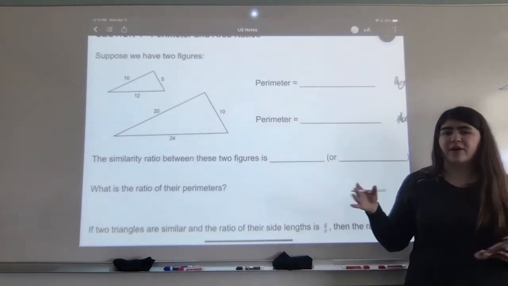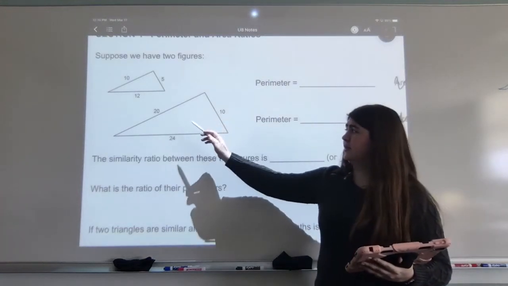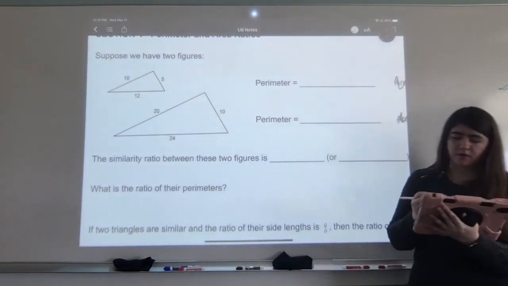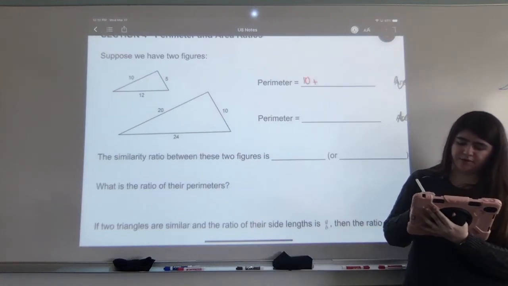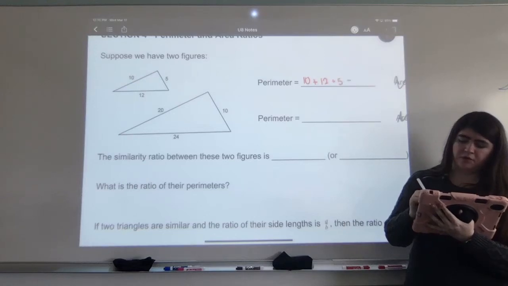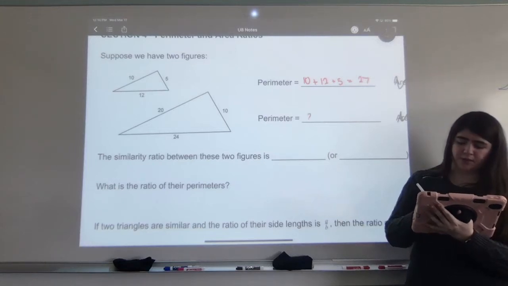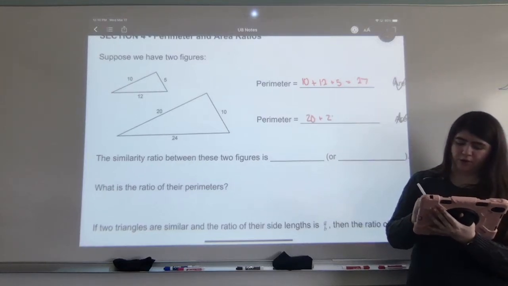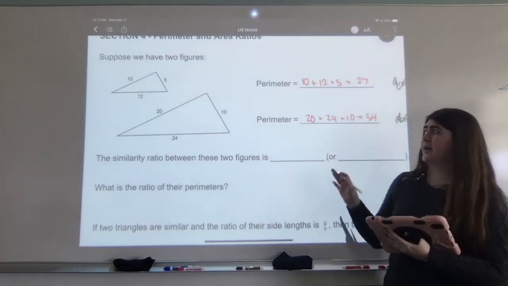Perimeter is found by adding all side lengths together, so I have 10, 5, and 12, and then 20, 10, and 24. For my first figure, I have 10 plus 12 plus 5, which is equal to 27. And for the second figure, 20 plus 24 plus 10, which is equal to 54. We're going to come back to that.